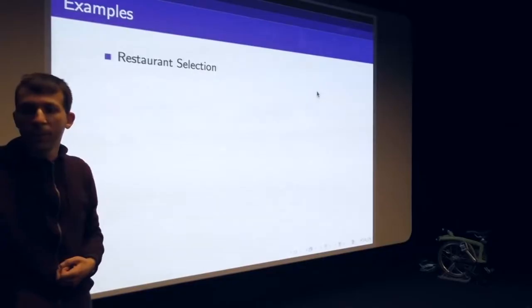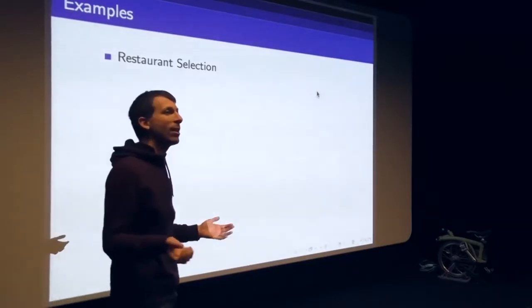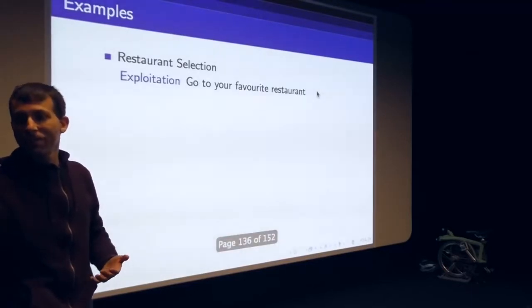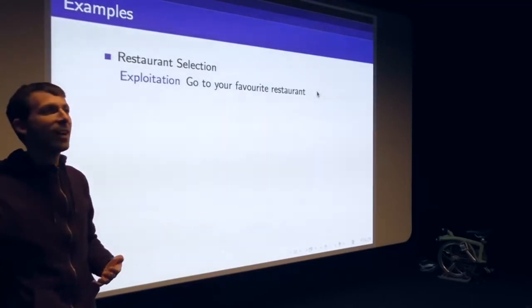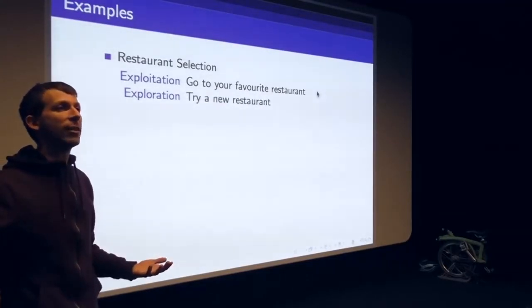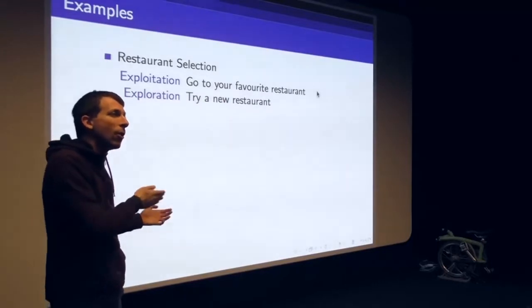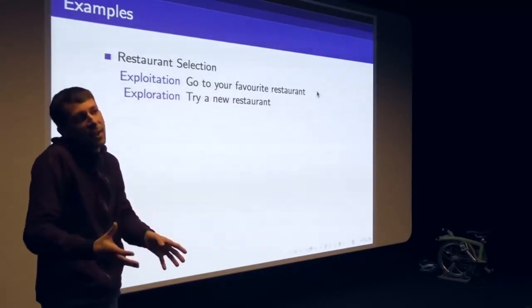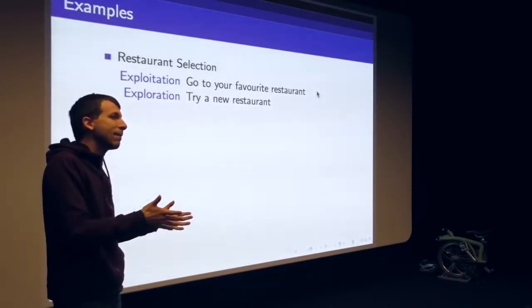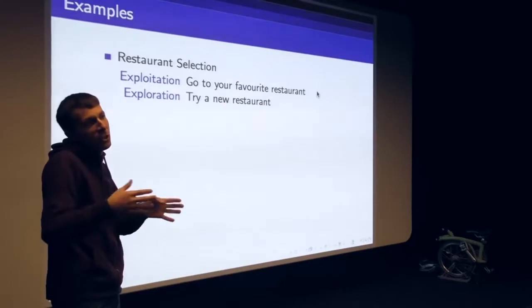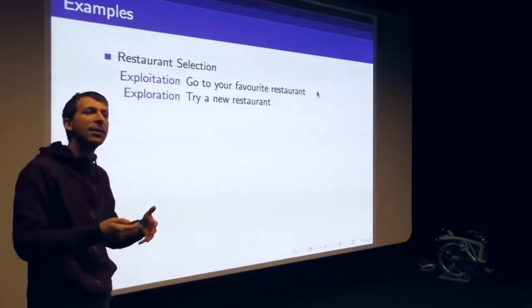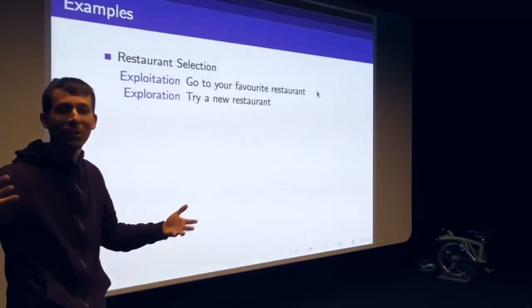So let's have some examples. You all go to restaurants occasionally. What happens if you're trying to pick the best restaurant? Exploitation means you go to your favorite restaurant. Exploration would be trying a new restaurant. Now, how do you balance these? If you never explore and keep going to your favorite restaurant, you get stuck on something suboptimal. But if you explore all the time, you end up maybe eating food that you don't like, and maybe you should have gone to your favorite restaurant a little more often. So you have to balance these things out so that you end up finding the best restaurant and eating delicious food along the way.